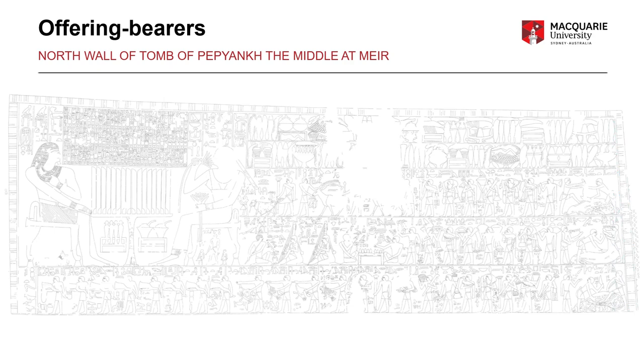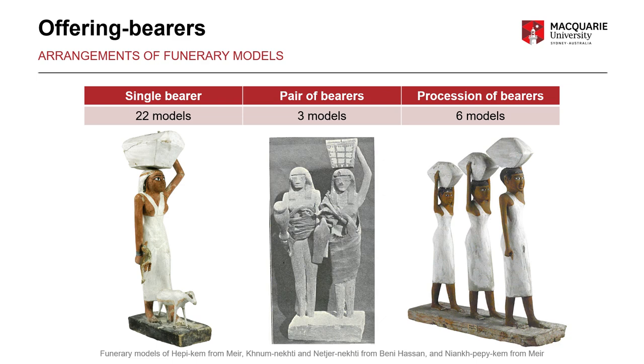Models, on the other hand, were typically more condensed in their representation of this theme, with often only a single bearer represented. This is the most common way of depicting the theme, with 22 of the 31 examples I examined comprising a single bearer. But models could also depict offering bearers in pairs, with three examples identified in my study, or as processions of three or more bearers, of which I found six examples. So this is quite different from wall scenes, where offering bearers are almost exclusively portrayed in long lines of procession.